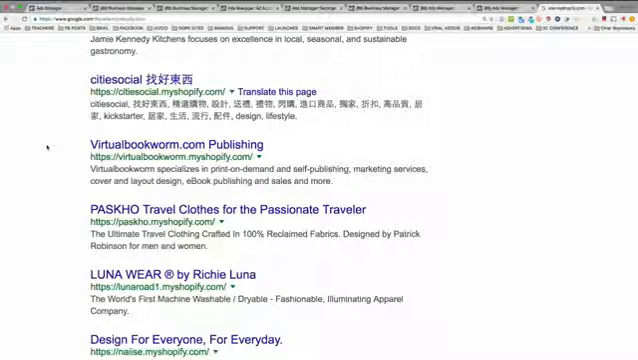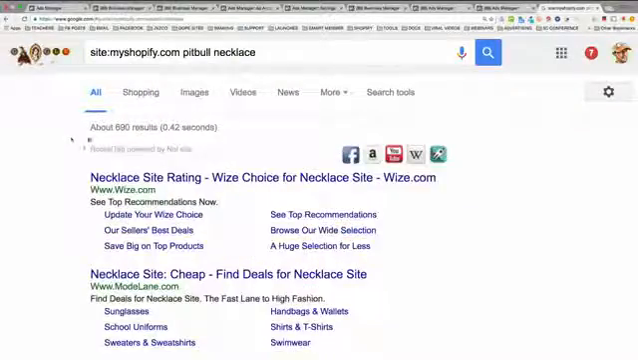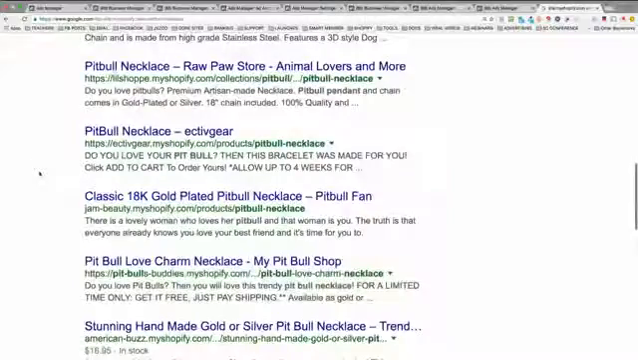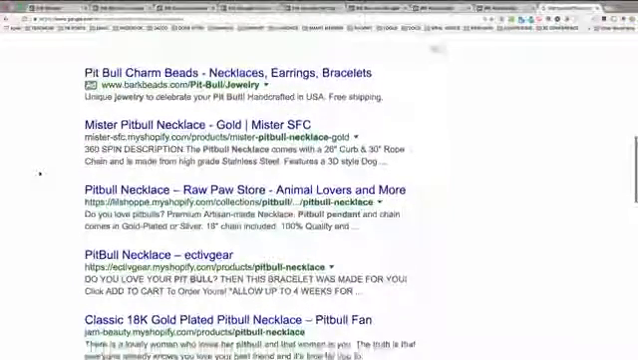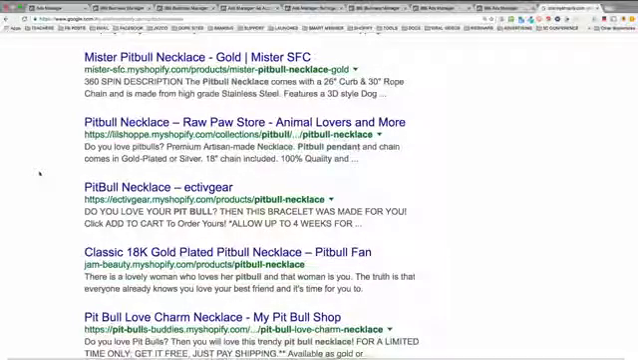Now remember, I told you can also add a keyword after it. So you could do site:myshopify.com and then something like Pitbull necklace. And now you've got 690 results. Shopify stores, and now we're looking at the pages where people are actually selling something specific, a keyword. They're selling a Pitbull necklace. So you can go and look at these. Some of them might be out of business too.